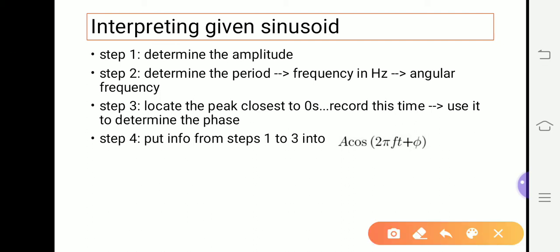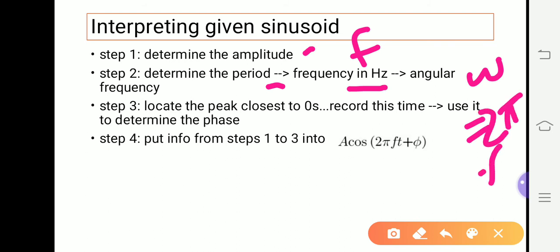So the first step is we try to find the amplitude. And then next we find the period. We try to locate one cycle, where it starts and where it ends, and then we look at the time and write down the period, so how many seconds it takes. Then from here we find the frequency f, so we can find the angular frequency omega. Omega is equal to 2 pi f.